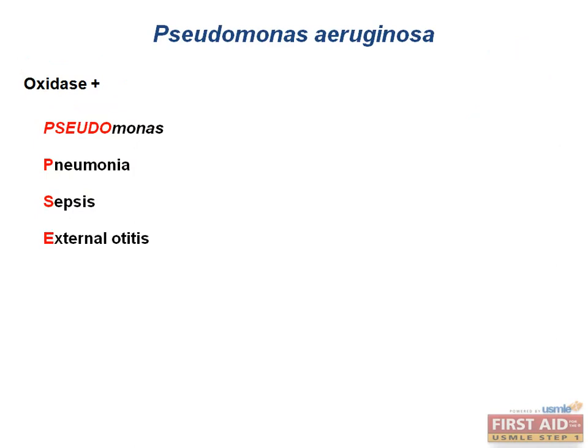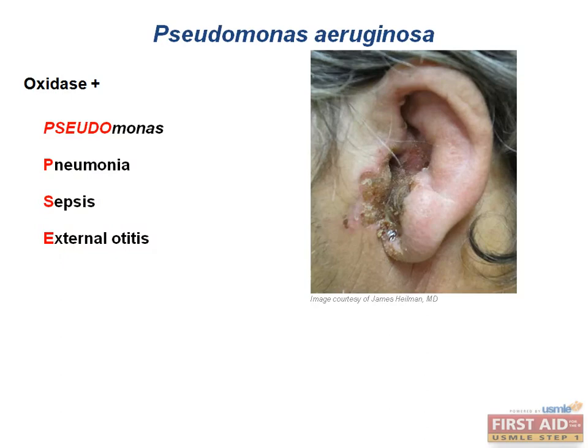Otitis externa is commonly caused by Pseudomonas. In diabetics, it can cause malignant otitis externa. What is the key physical exam finding in otitis externa? That's going to be pain with manipulation of the pinna. The pinna of the ear is this part of the ear. And you usually see a white exudate in the external canal. These infections can spread to the mastoid bone and even intracranially if not treated.